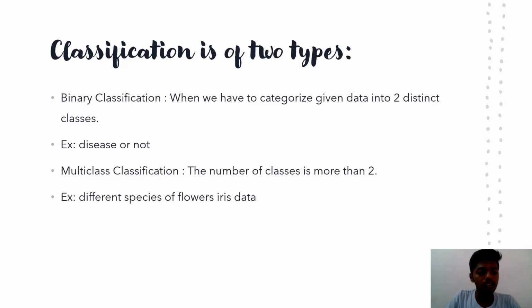When we move to multi-class classification, the number of classes is more than two. An example is the iris dataset, which contains 4 features of flowers and different species of flowers. Another example is house price prediction, where there are different features like the number of bedrooms, bathrooms, and surrounding areas nearby. These all come under multi-class classification.